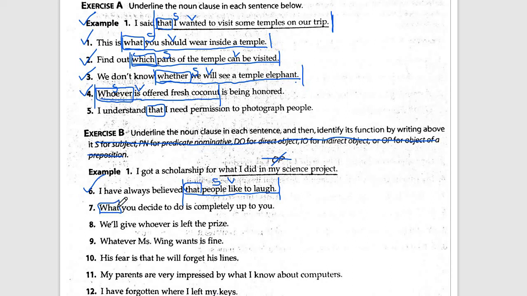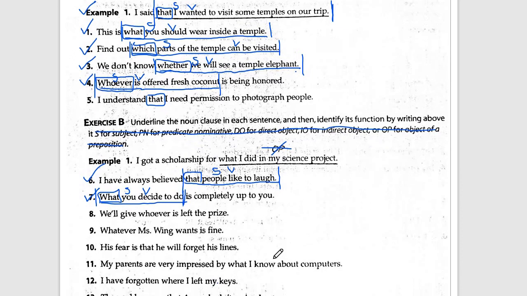7. This one's ever so slightly different, but we kind of did the exact same thing in 4. Find your indicator word first, what you decide to do, and then by that time you've gotten to the main verb. What you decide to do is completely up to you. Something is completely up to you. That's a noun. Indicator word, subject, verb.